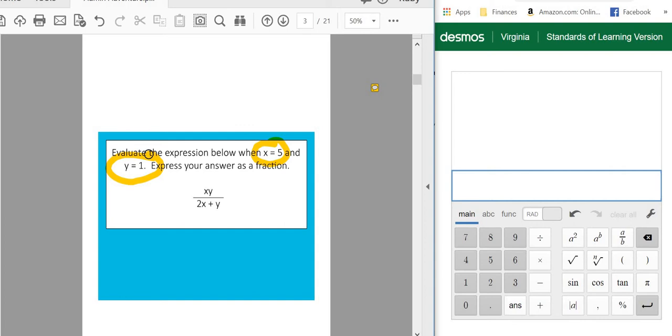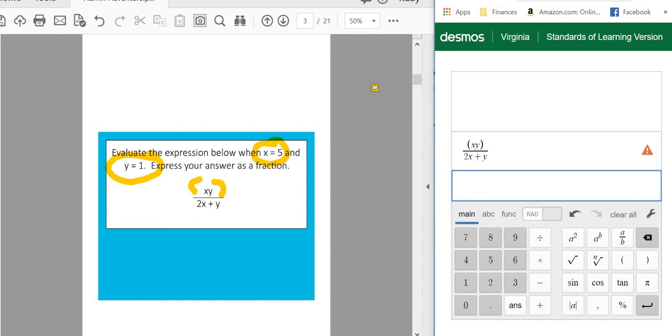What I'm going to tell you about problems like these is that with Desmos, they're very, very easy, but you have to remember one thing. Always put parentheses around what's above the division symbol, okay? So you want to make sure that your numerator is surrounded by parentheses. So I'm going to put xy, close my parentheses, divided by 2 times x plus y.